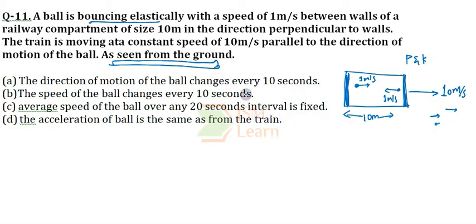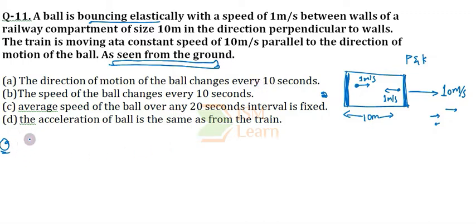If you don't consider this statement, if you neglect this, then everything obtained will be wrong. So, what are the values we are finding in the options? They all are with respect to the person standing on the ground, as seen from the ground. So now let us verify option A. Option A says that the direction of motion of the ball changes every 10 seconds.